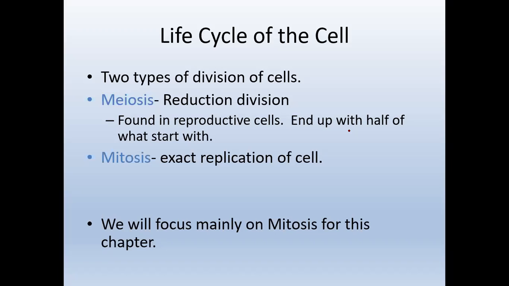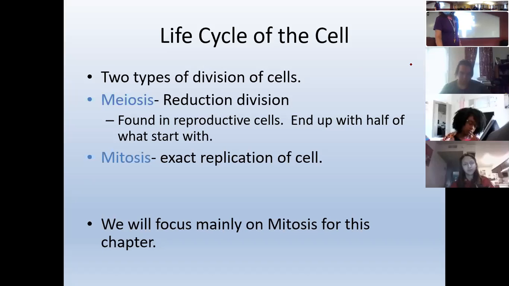Now that we've moved stuff in and out of our cells, now we're going to talk about what happens when cells need to replicate. We have two different ways that I can create new cells. I have meiosis and I have mitosis.